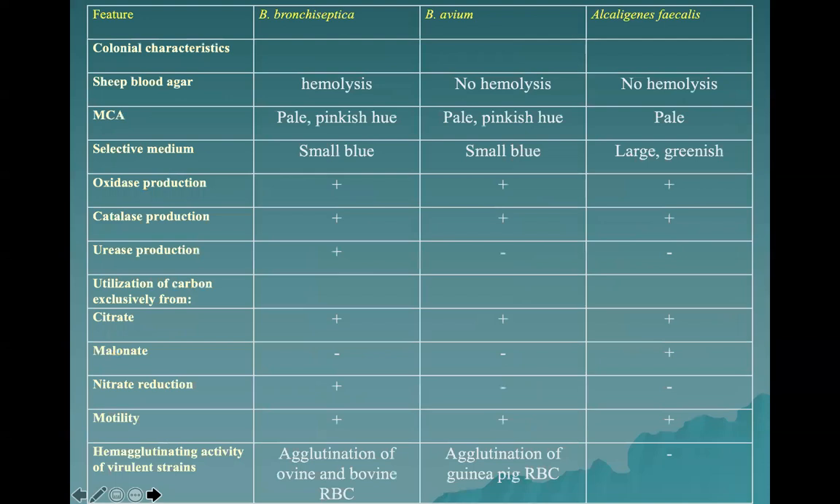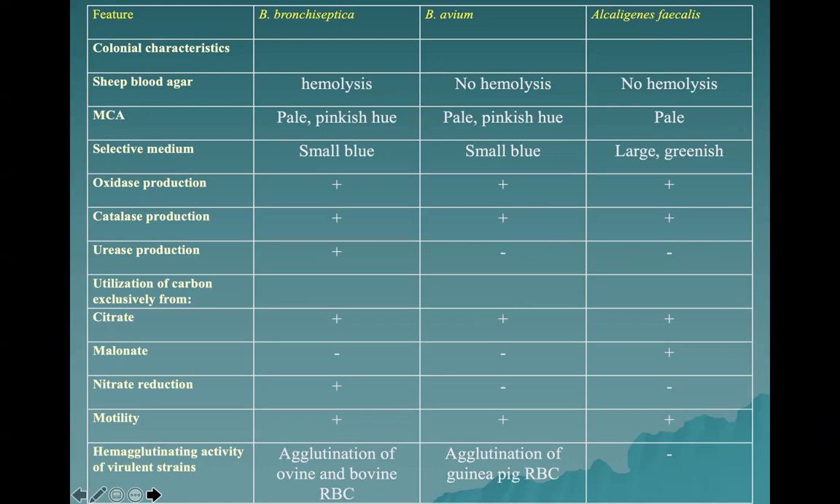This table shows the different features and characteristics of Bordetella bronchoseptica, Bordetella avium, and Alcaligenes faecalis in terms of their ability to cause hemolysis in sheep blood agar. Only Bordetella bronchoseptica is hemolytic, while avium and Alcaligenes faecalis are non-hemolytic. In MacConkey agar, they have pale colonies. In terms of oxidase and catalase production, the three are positive. For urease production, only Bordetella bronchoseptica is positive.